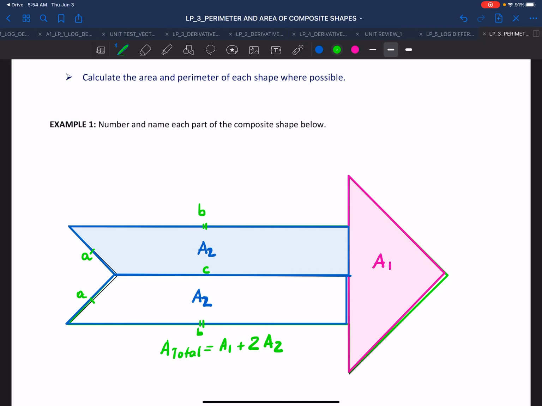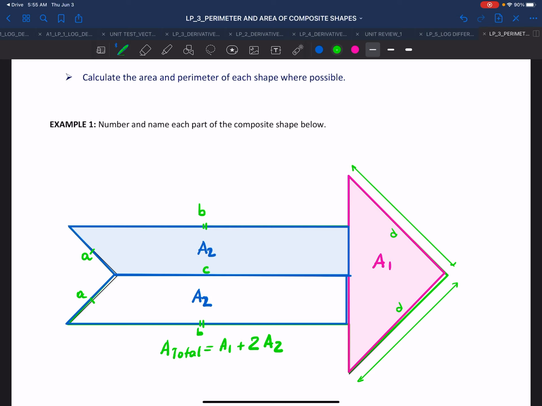Another length that is very important here would be the length of this side, which seems to be equal to the length of this side here. So we're going to call them by letters. So far we have A, B, C. We can call them both D because they're equal to each other.